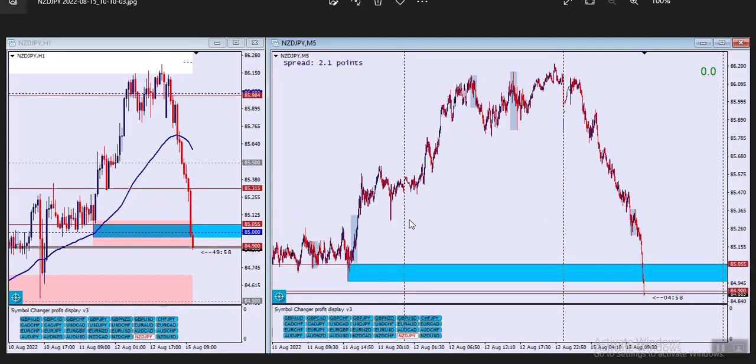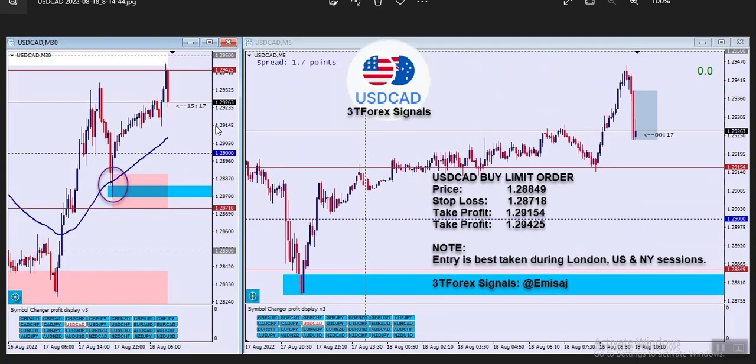Then this is what happened. Price broke through the zone, and that was a loss of minus 15 pips for us. The stop loss was 84.90, and our entry was 85.05, that's about 15 pips. So we had a loss on NZD JPY.